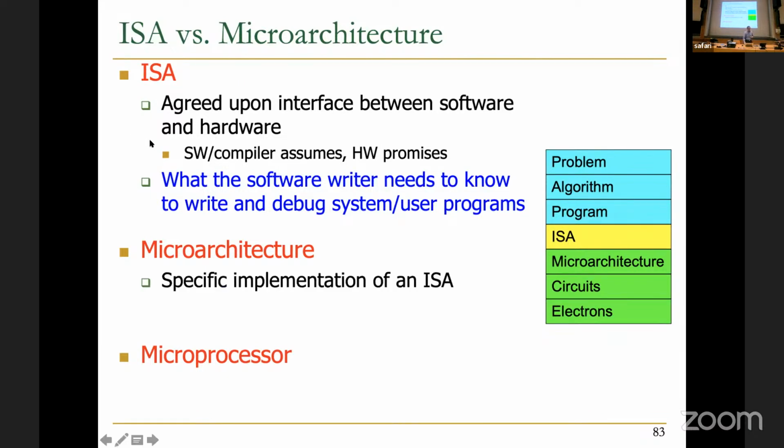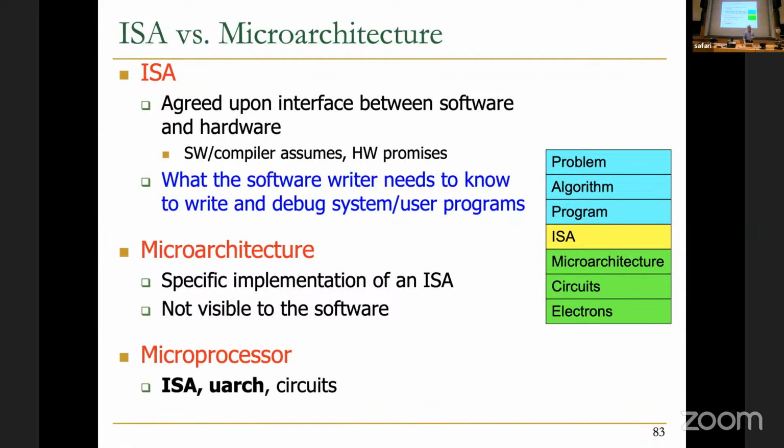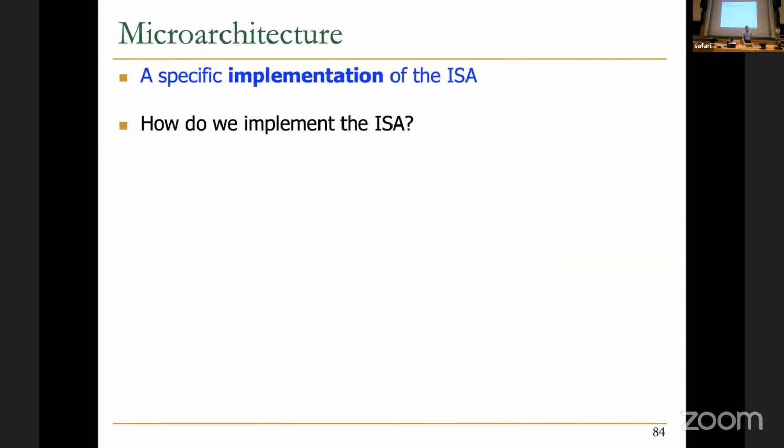Microarchitecture, on the other hand, is a specific implementation of an ISA. It's not visible to the software. When people talk about a microprocessor, it's usually a combination of ISA, microarchitecture, and circuits, just to define the terminology clearly. And sometimes people use architecture to refer to a combination of ISA and microarchitecture in general. So let's take a look at microarchitecture. How do we implement the ISA? That's what we're going to concern ourselves with in the next N lectures.